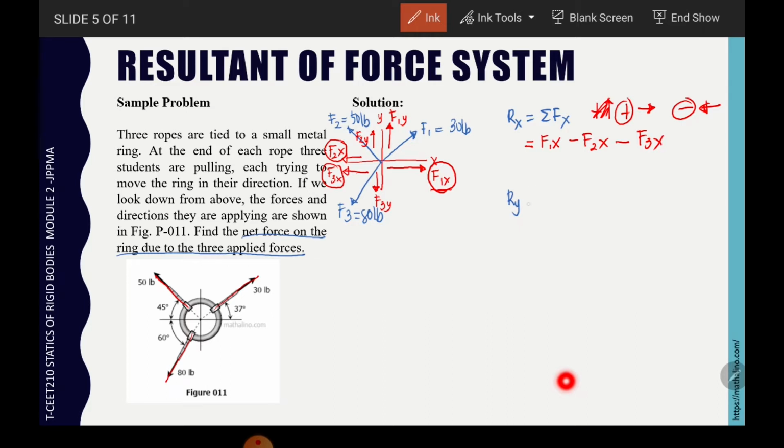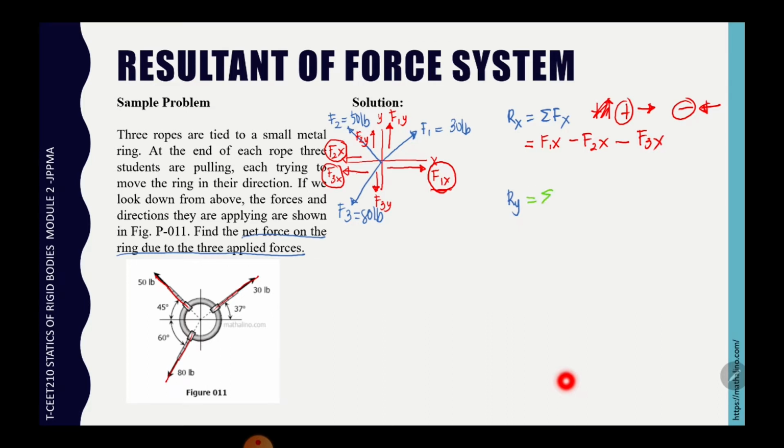For Ry naman is equal to summation of forces y. So, para makuha si summation of forces y, positive naman yung pa-up and negative naman yung going down. So, ito po siya. Si y, lahat ng y. Ayan. Magiging equals F1y since positive plus F2y minus F3y. Ayan. Lagyan natin ng values ha para makuha natin.